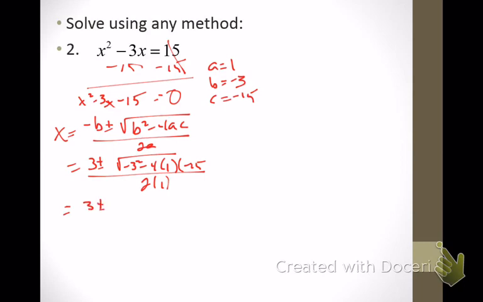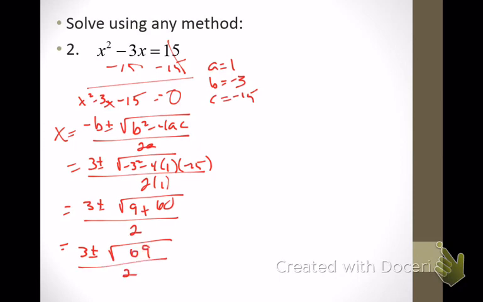Which is 3 plus or minus the square root of 9 plus 60 all over 2. We keep simplifying. 3 plus or minus the square root of 69 all over 2. And to find our two solutions, and remember that very often quadratics have two solutions, we've got to go 3 plus the square root of 69 over 2, and we've got to go 3 minus the square root of 69 over 2. And we've got to get these into our calculator and find the solution.